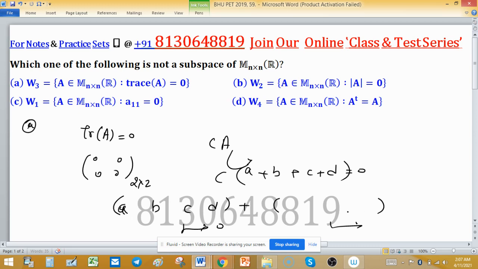So when we take the sum of the matrices, the sum of the diagonal elements will become 0, meaning their trace will be 0. So option A is a subspace. Now come to option B.